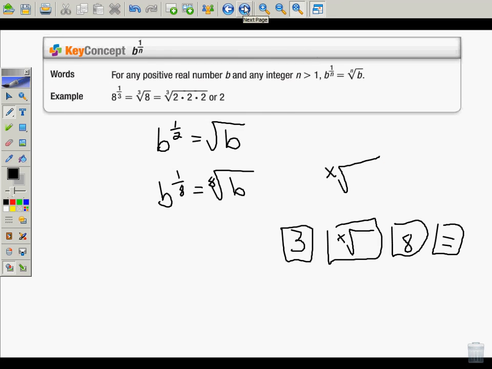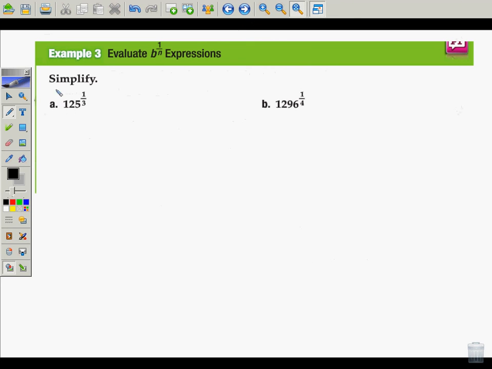So if we look here, I want to simplify these. I've got 125 raised to the 1/3. Well, since it's raised to the 1 over 3, I know that's the same thing as the third root of 125. And when I type this into my calculator, the third root of 125 is just 5, which means 5 raised to the 3rd is 125. Don't need to know that, just understand how to type this into your calculator.